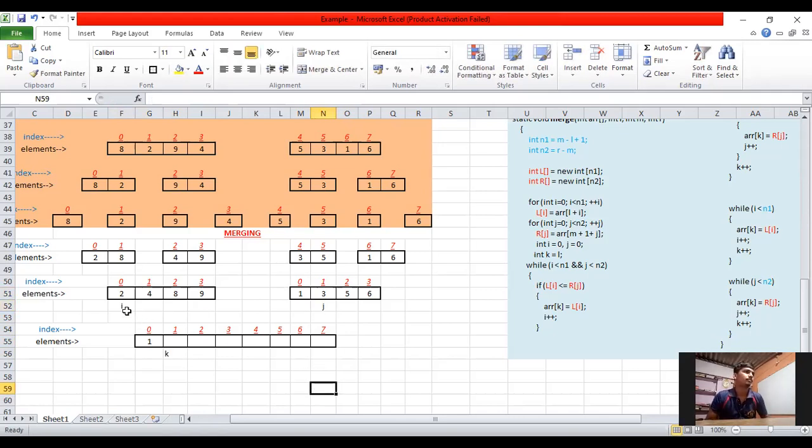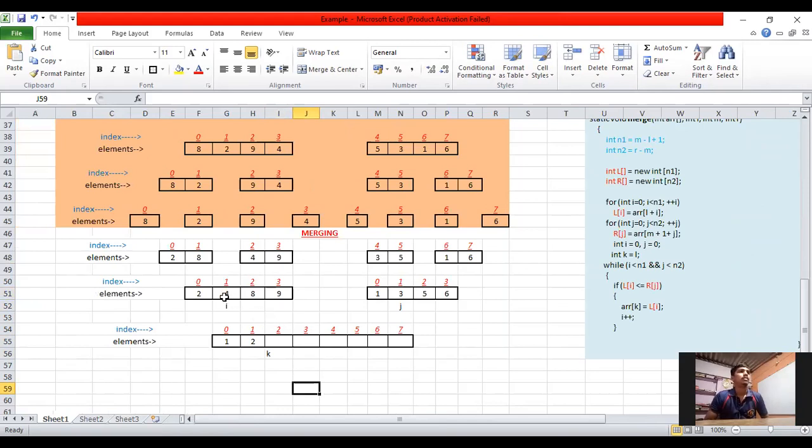After that, we now check the left hand side with the right hand side. Here 2 is compared with 3. So 2 is lesser, so here we place the 2. Then i plus plus and k plus plus.